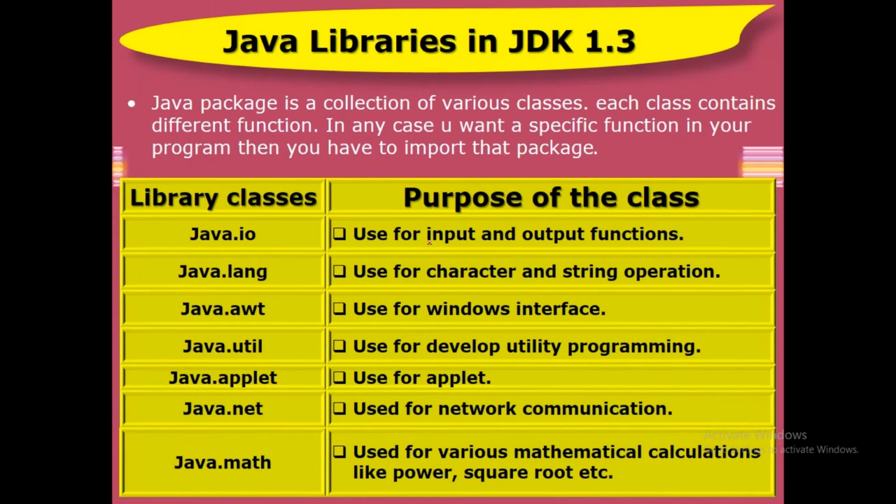Here we have the Java library files. JDK means Java Development Kit. A Java package is a collection of various classes, and each class contains different functions. If you want a specific function in your program, then you have to import that package. There is a default package, the lang package. This is imported by default, so you need not import it along with your program.